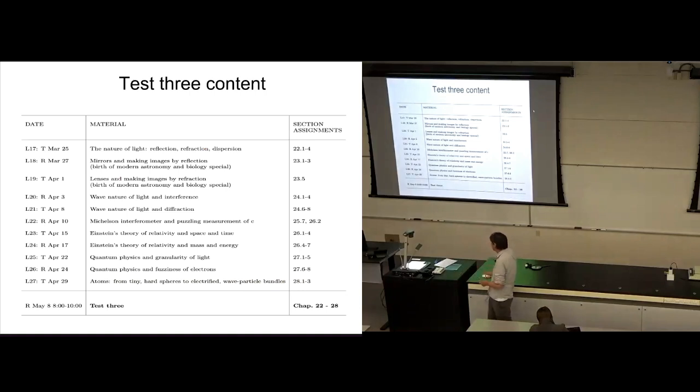Test 3 is covering all that material that we've covered since test 2, so it's covering the material where we explored the properties of light, it's covering the material where we use light to expose the properties of space and time, relativity. It's covering the material where we've also used light to expose the properties of subatomic particles, or are exposing the properties of subatomic particles in these last few classes. Any questions on all that?